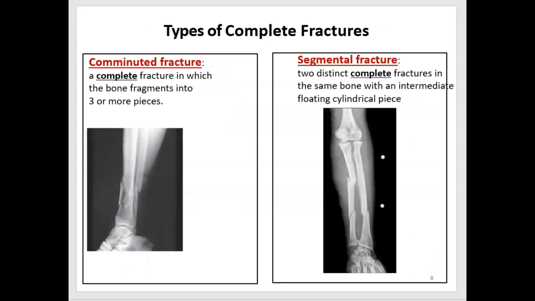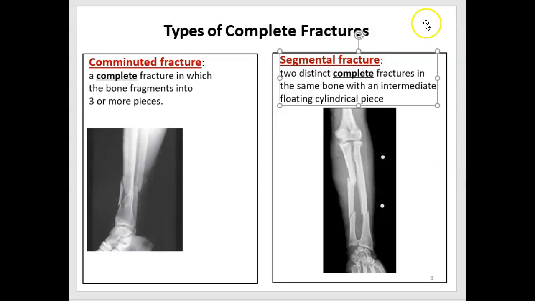Now there are different subcategories of complete fractures. One is a comminuted fracture, and another is a segmental fracture. So in the segmental fracture, I'll take this one first. The bone is broken at two places, so two complete fractures in one bone, and there's a floating piece in the middle, right? So we can see that right here. So that's an example of a segmental fracture. It's complete at two locations, but segmented.